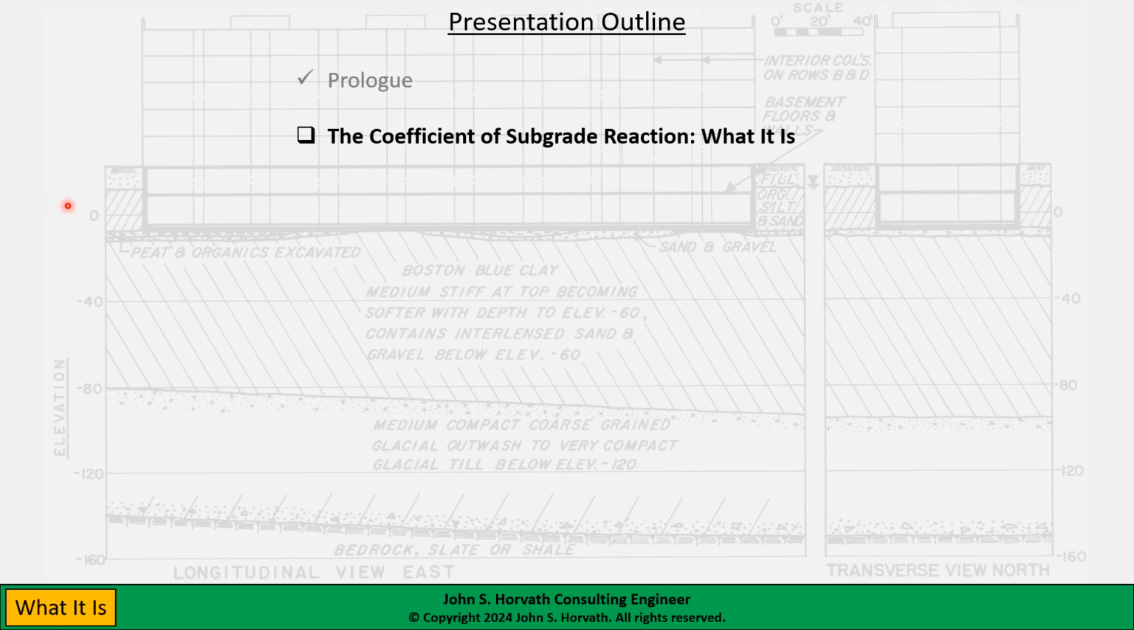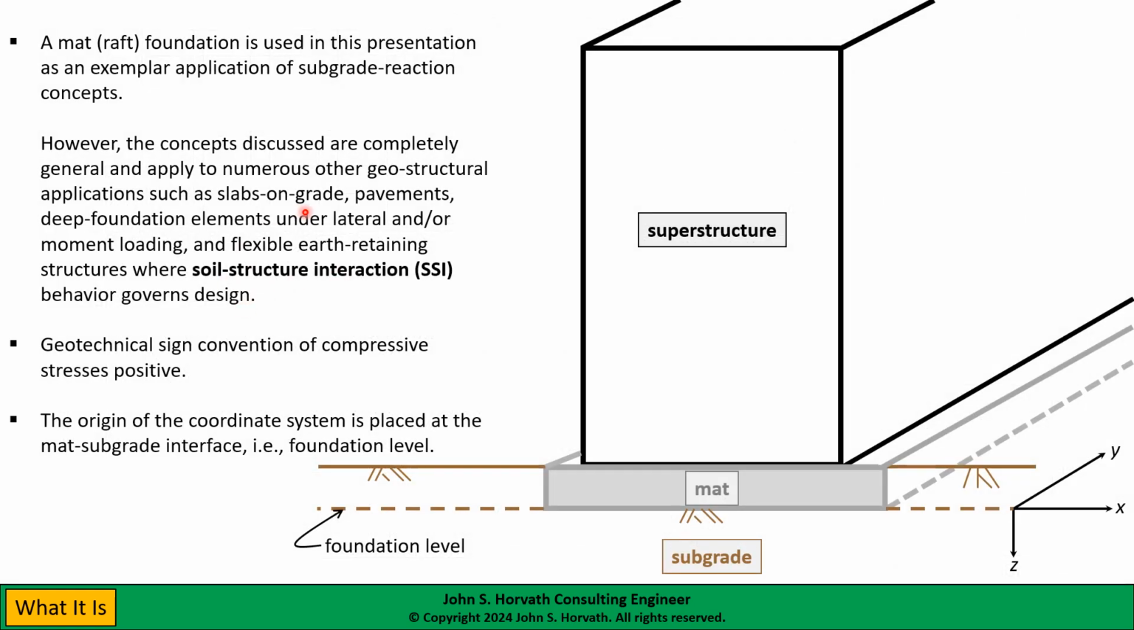So let's begin at the beginning. Let's define exactly what is the coefficient of subgrade reaction. Now, I'm going to use a mat or raft foundation in this presentation as an exemplar application of subgrade reaction concepts. However, the things I'm going to discuss are completely general, and they apply to many other types of geostructural applications, such as slabs on grade, pavements, deep foundation elements under lateral or moment loading, and flexible earth retaining structures. Anything where soil structure interaction behavior governs design.